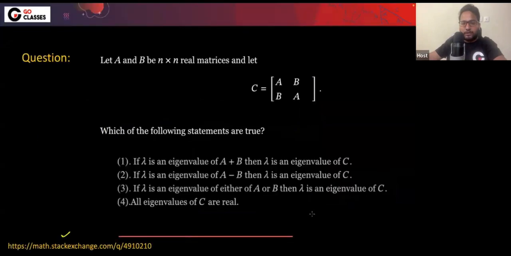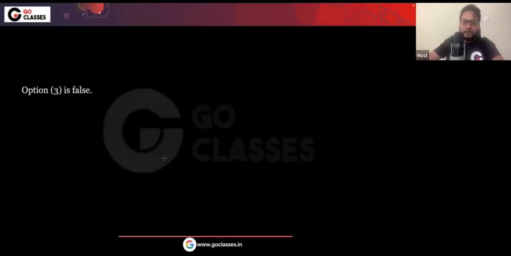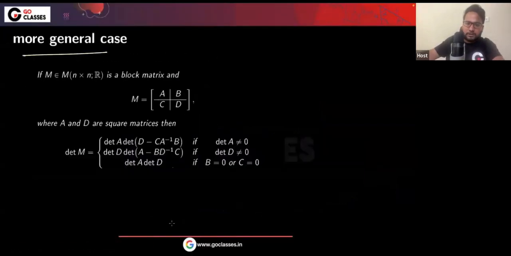Now what they're saying in this question is, how the eigenvalues of C and the eigenvalues of A minus B and A plus B are related. So I hope this is fine to everyone, right?